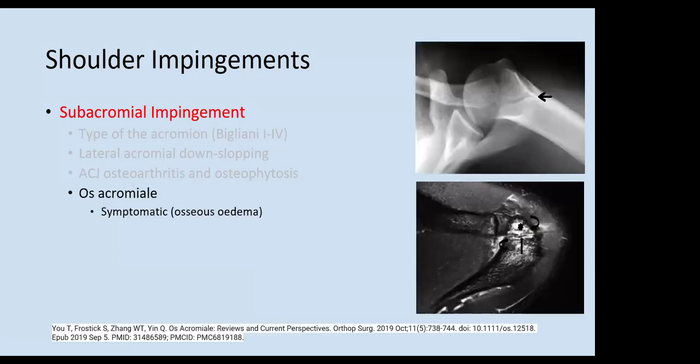Os acromiale is another entity that is associated with subacromial impingement. And what we see here is the apophysis of the acromion that failed to fuse with the acromion. Sometimes they can be very symptomatic, especially on MRI. If you saw osseous edema and surrounding soft tissue edema, sometimes they can be symptomatic, and sometimes surgeons will resect the os acromiale.